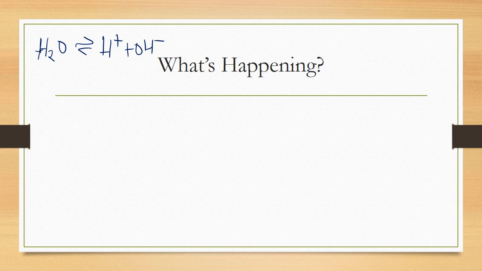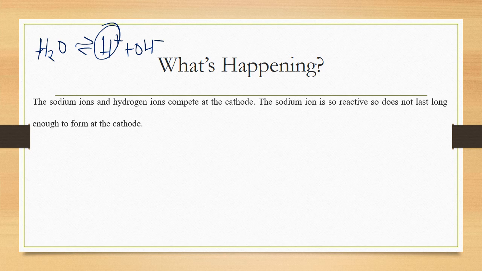A small amount of water molecules actually do this, about 1 times 10 to the negative 7 moles per litre is the concentration, roughly. So quite a small amount. However, it means that there are actually protons in solution. So the sodium ions and the hydrogen ions from the water compete at the cathode. The sodium ion is very reactive, which we would have learnt in reactivity last year, so it does not last long enough to actually get to the cathode and form sodium metal.